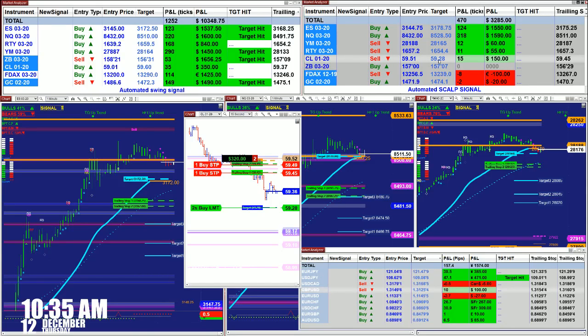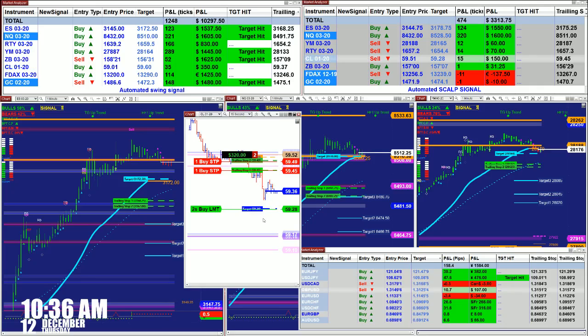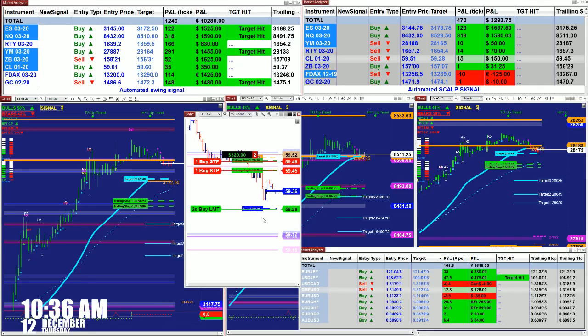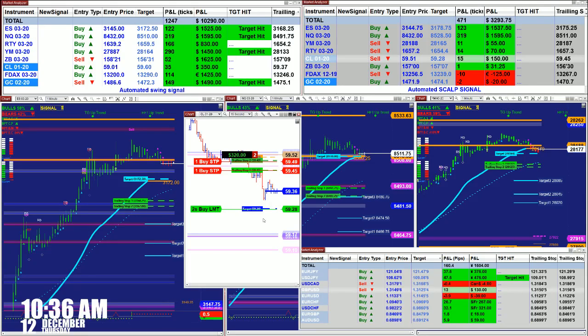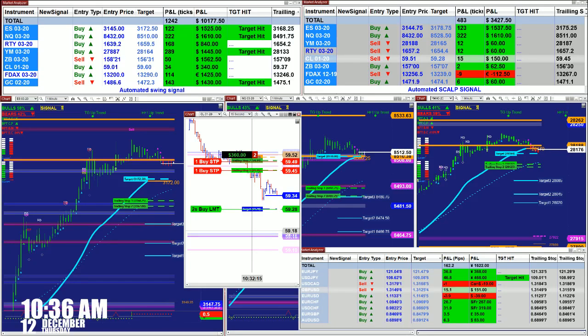59.51, target 59.28. The Autotrade has already taken that trade. And if our traders are using the scalper today, the estimation target is 59.28, but you can drag your target all the way to, if you want to, the 59.18.